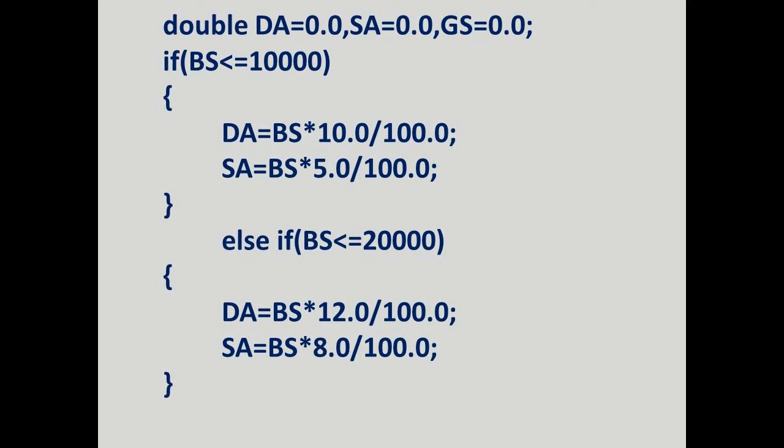Next, according to the condition, we have to calculate the DA and SA first, and after that we need to calculate GS. Before that, we need to declare these three variables. It may be decimal numbers when you calculate these values, so we have to declare them as double data type. Here, double DA equal to 0.0, which is the initial value of double data type, comma, SA is equal to 0.0, comma, GS is equal to 0.0. These are the three variables we need to declare.